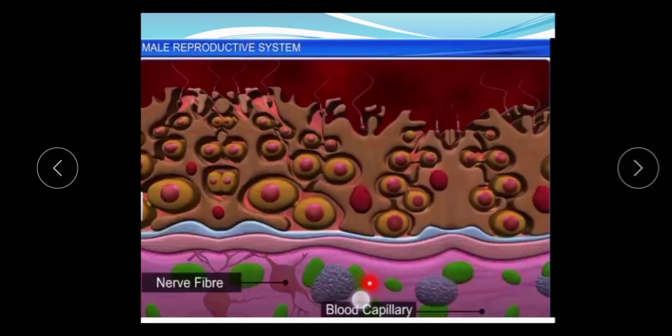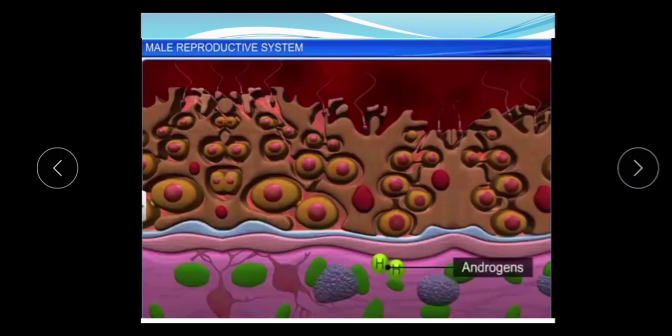This is the outside view of the seminiferous tubules, where the nerve fibers, blood capillaries, and Leydig cells are located. These Leydig cells secrete hormones called androgens, or testosterone.